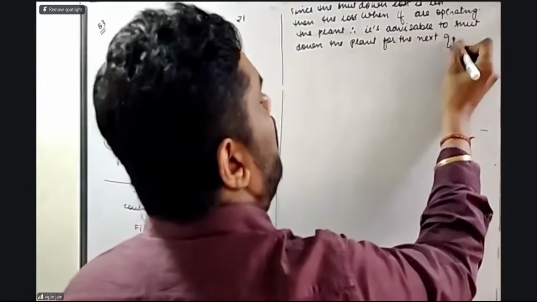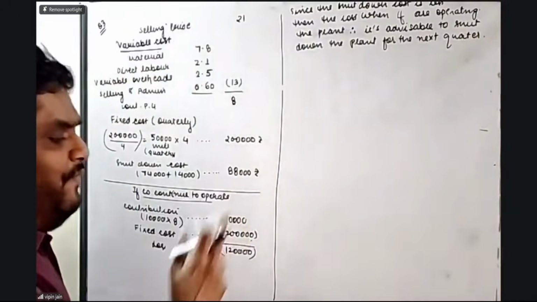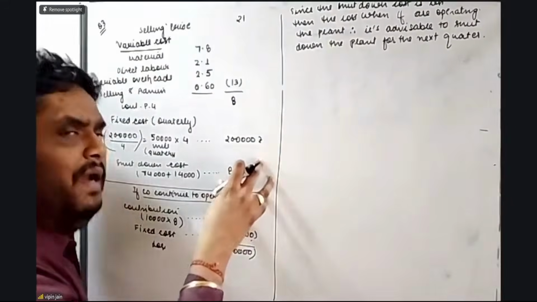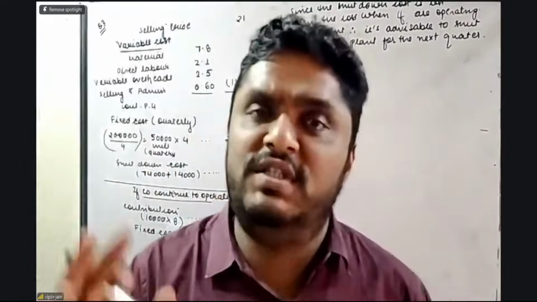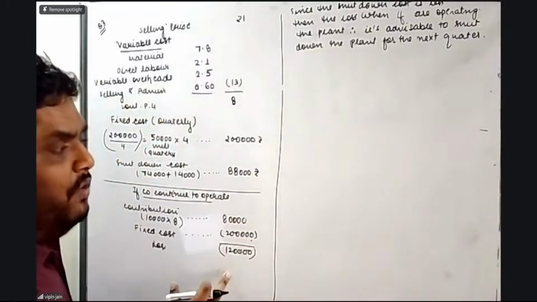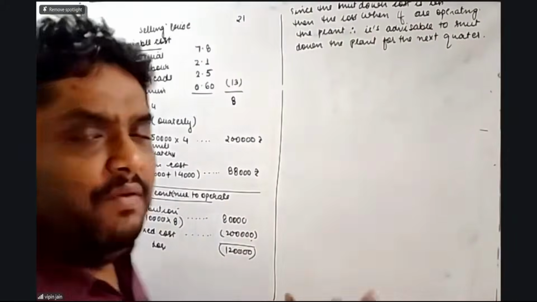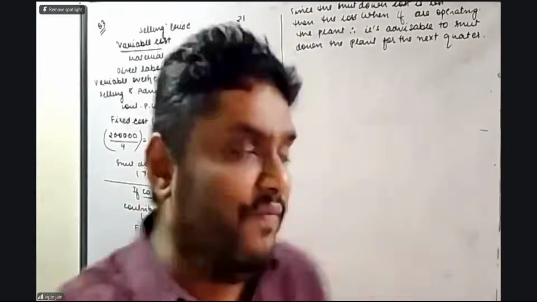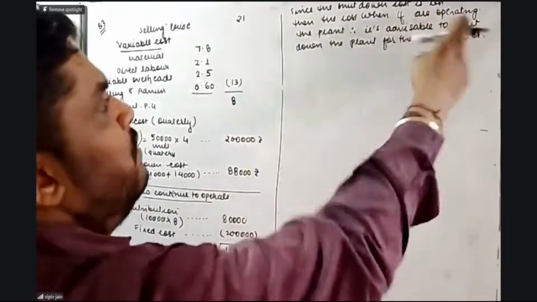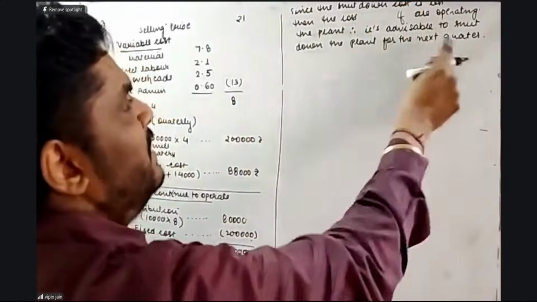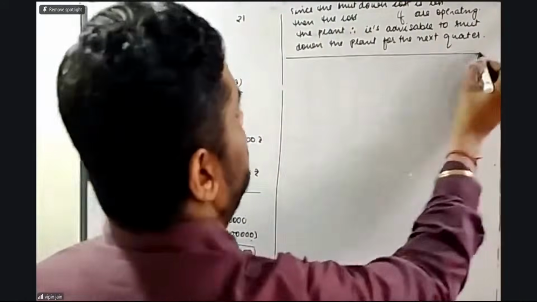Next one. So see, if we continue with the operation, there is a loss of 1,20,000. If we shut down the plant, there will be a loss. See, it's not that if we shut down, there will be no loss. There will be a loss of 88,000. But if we continue, there is a loss of 1,20,000. So it's better to bear the loss of 88,000 rather than bearing a loss of 1,20,000. So since the shutdown cost is less than the loss if we are operating the plant, therefore it's advisable to shut down the plant for the next quarter.